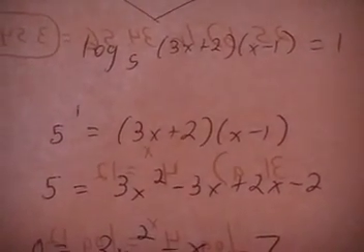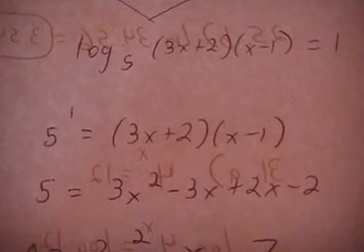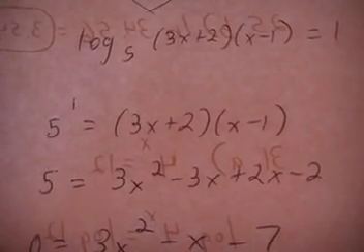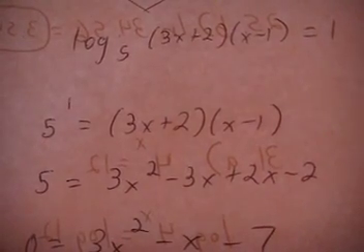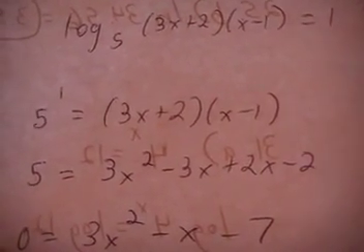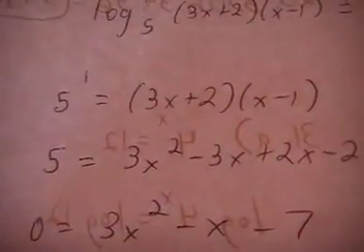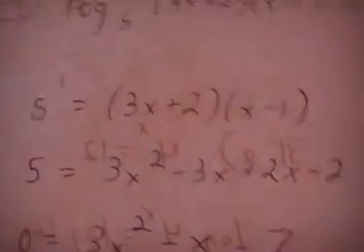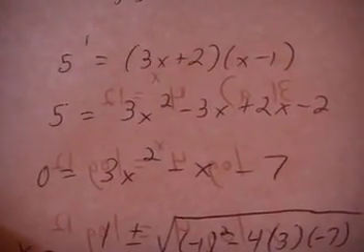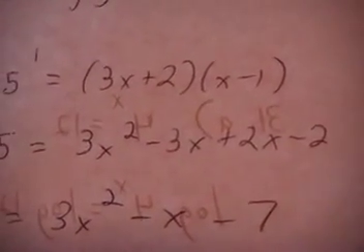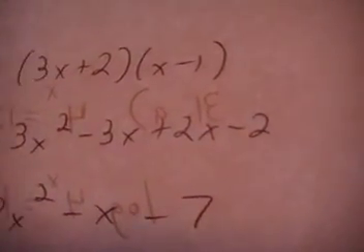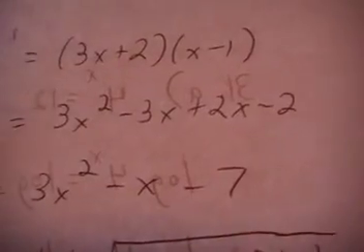You can FOIL out this binomials multiplied together. 3x times x is 3x squared. 3x times negative 1 is negative 3x. 2 times x is 2x, and 2 times negative 1 is negative 2. I subtracted the 5 just to get it equal to 0. 3x squared, combine the like terms, negative 3x plus 2x is negative 1x, and the negative 2 minus the 5 will create a negative 7.